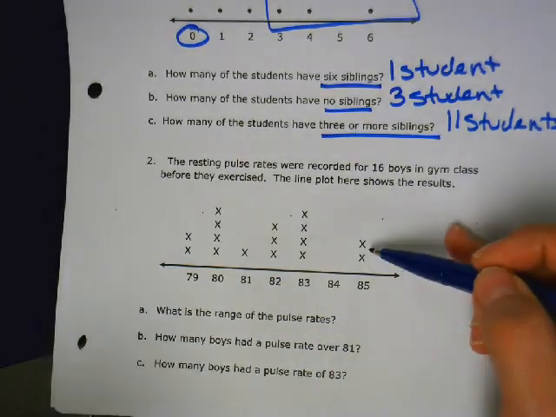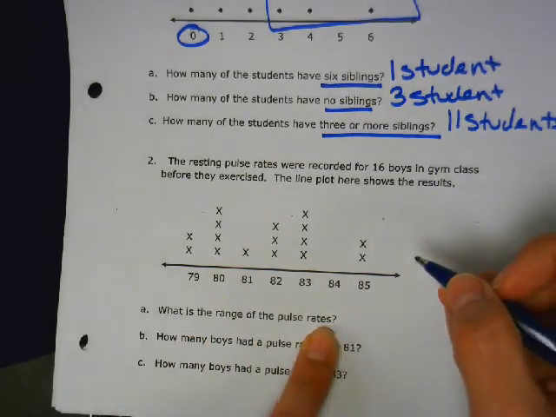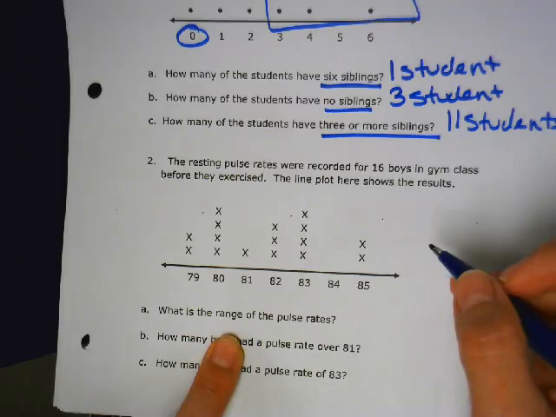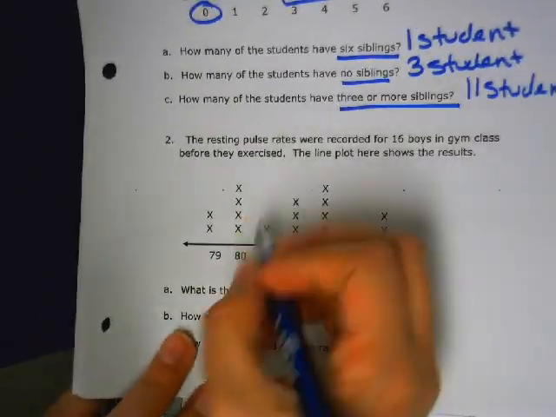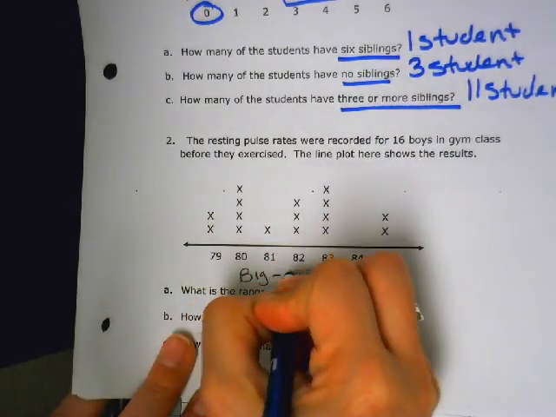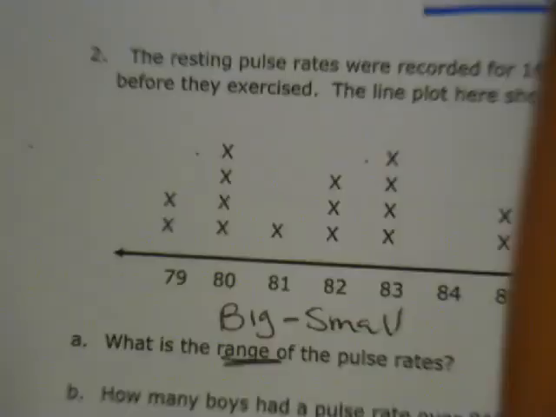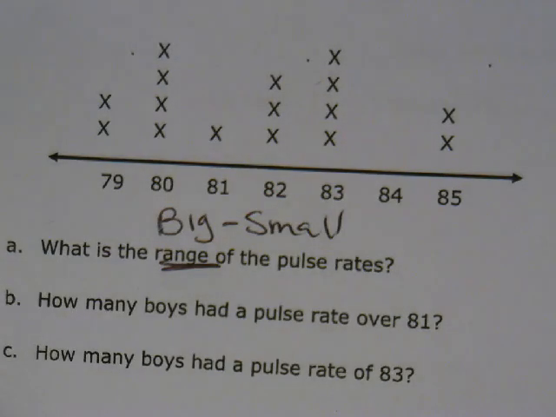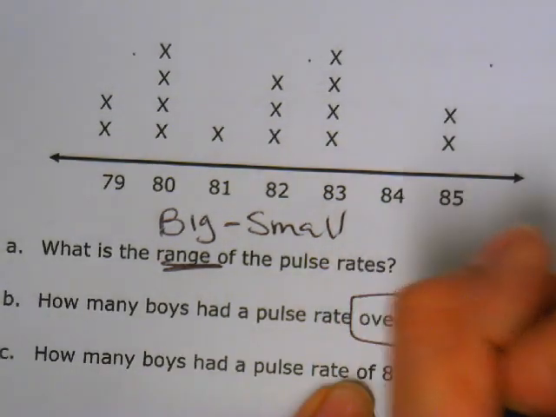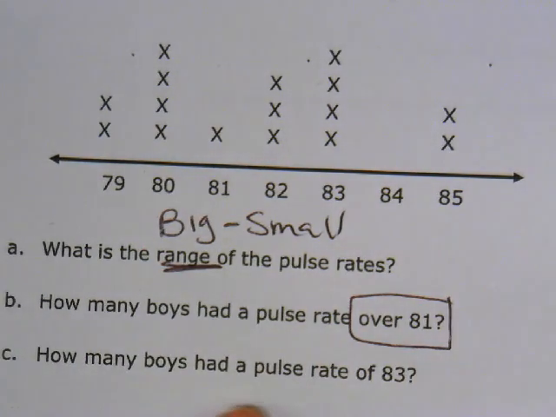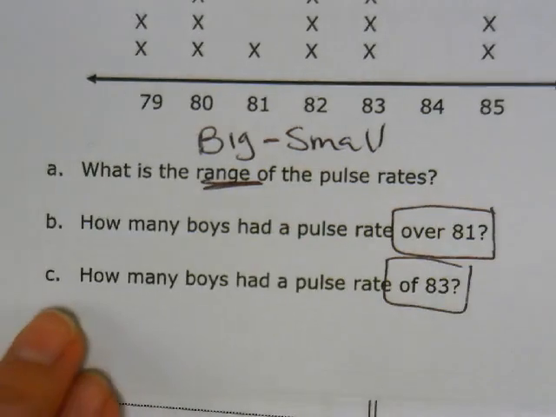Each X is a boy in PE class. What is the range of pulse rates? What's range? Big versus small. Very good. So I'm going to write that down and help you. Big minus small would be the word range. So range is big minus small. How many boys had a pulse rate over 81? Okay, that's pretty easy. How many boys had a pulse rate of 83? All right, I'm going to give you a minute to answer those 3 questions.